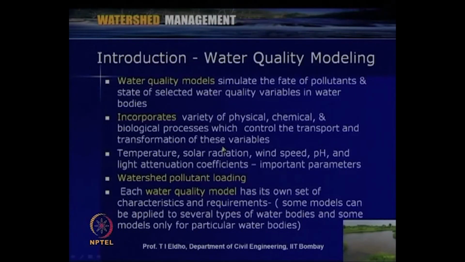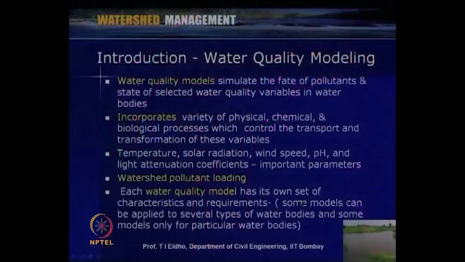Depending upon what type of parameter we are trying to model, we have to develop a specific type of water quality model, either for surface water or groundwater, depending on how we are trying to model the system. Some models can be applied to several types of water bodies, and some only to particular water bodies. A model can be specific for particular cases, or we can develop generalized models that can be applicable to most of the problems.